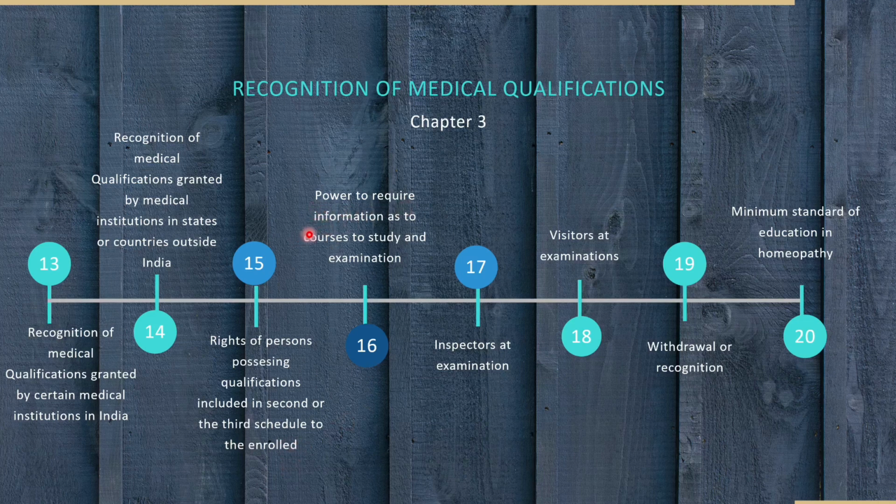Point number 16 is the power to require information as to courses of study and examination, and point number 17 deals with inspectors at examination, and point number 18 with visitors at examination, and 19 deals with the withdrawal or recognition, and chapter 3's last point, that is point number 20, deals with minimum standard of education in homeopathy.